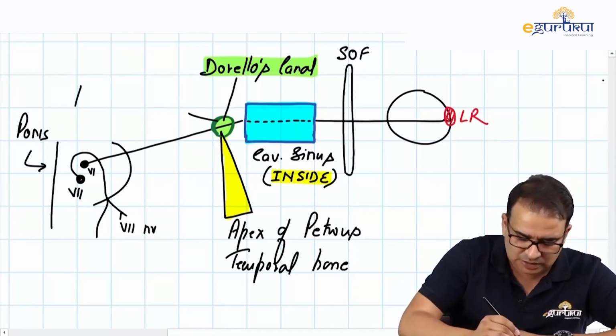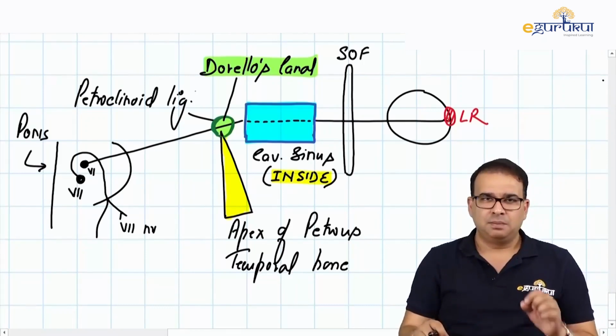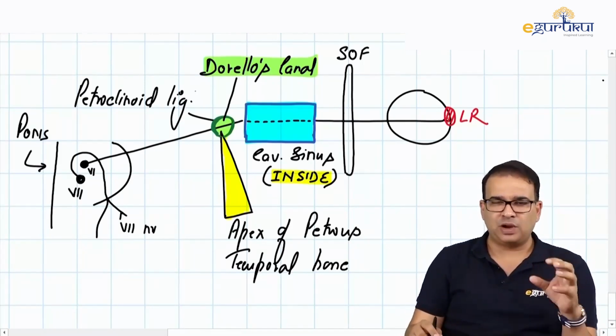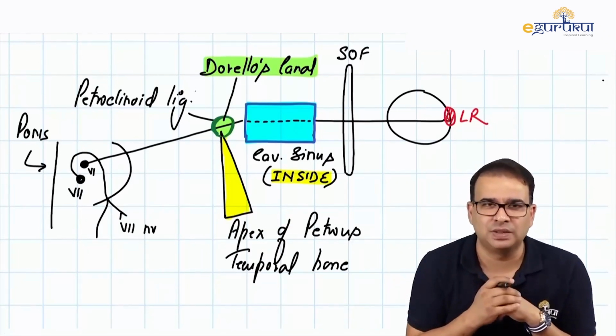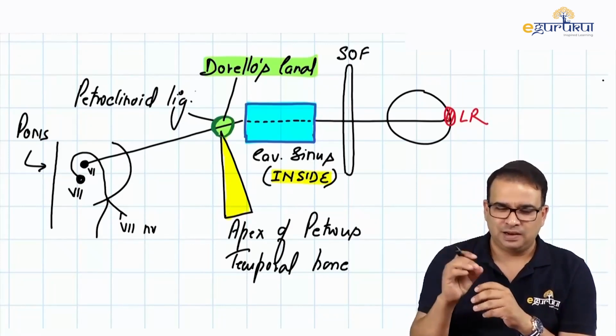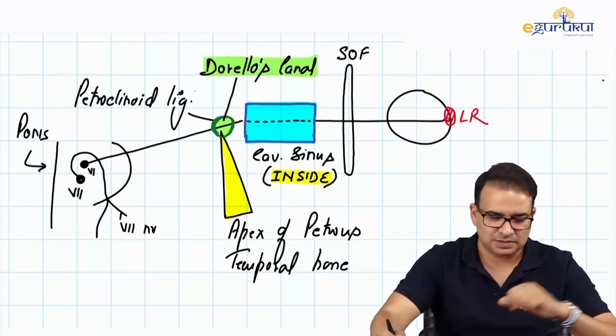So this ligament here is called the petroclinoid ligament. You can call it petroclinoid, guys, or petrosphenoid, same thing. Petroclinoid ligament or petrosphenoid ligament. We can understand these ligaments only when we have the picture of the skull with us. And there the canal is present through which the sixth nerve is passing, and then inside the cavernous sinus.